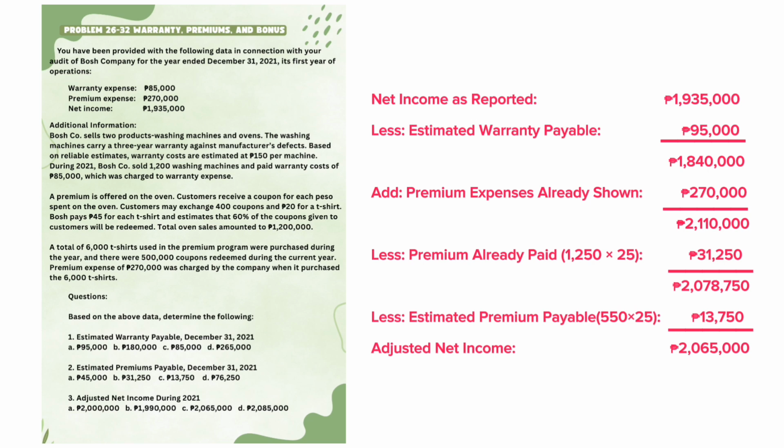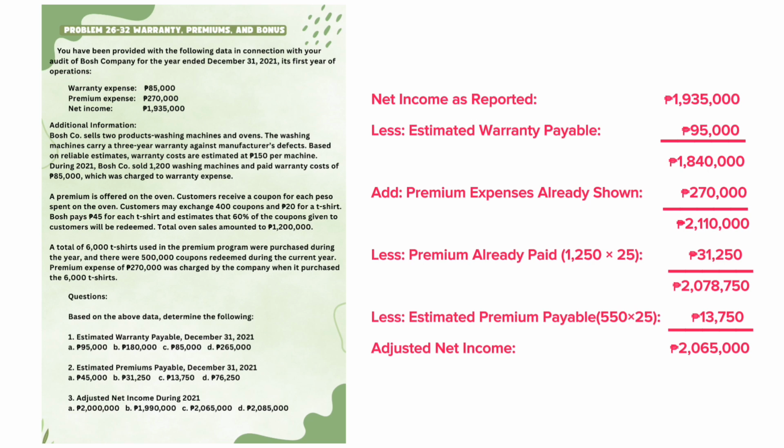That is because the company estimated that the total warranty cost for sold machines should be 180,000. However, the 85,000 was already recorded as warranty expense, so this means the additional 95,000 still needs to be recognized as a day obligation. So 1,935,000 minus 95,000, we have the amount of 1,840,000.